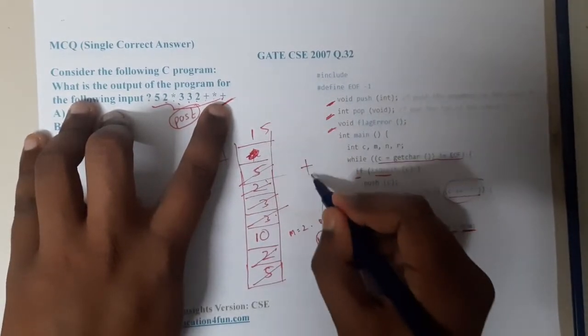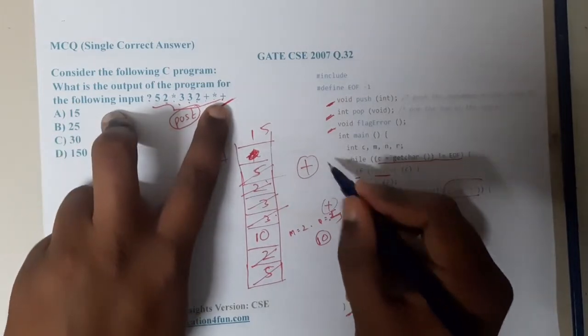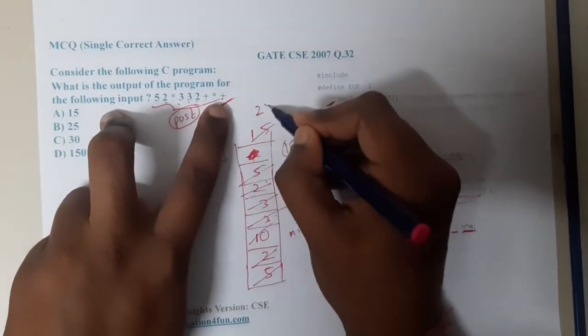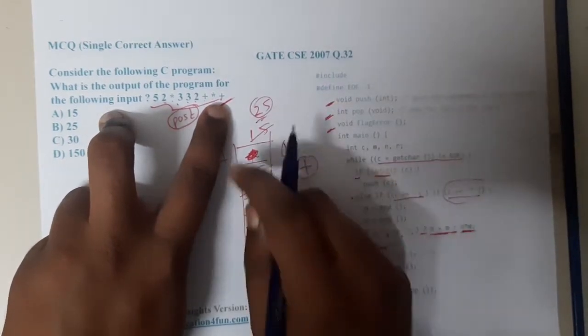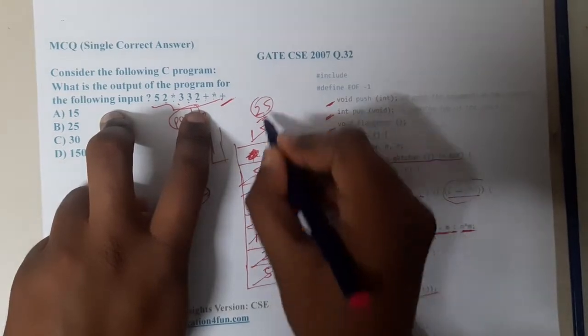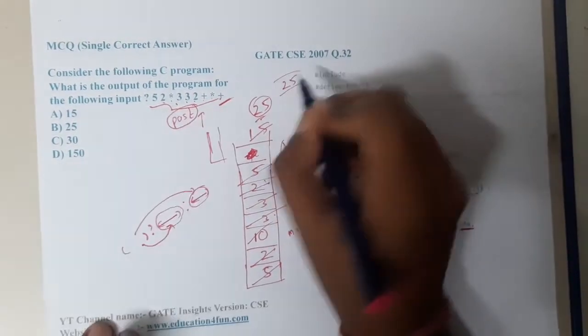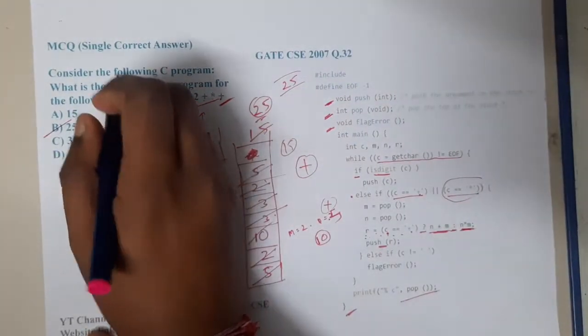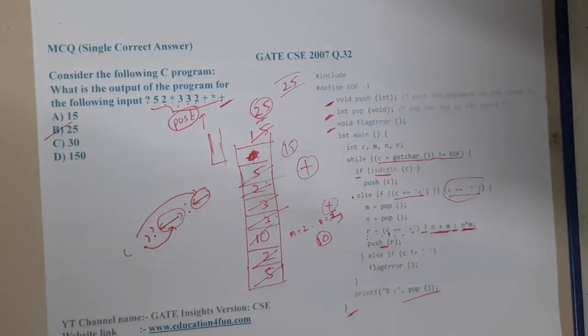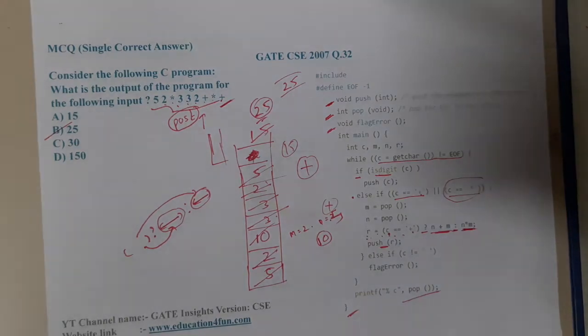At the end we have a plus. Plus will add both the elements, so 15 plus 10 is 25. Got it? At the end the string parsing is done, hence you will come out of the while loop and print the final value 25. So the answer will be 25, guys. Let me cross check it. Just give me a second. Yes, the answer is 25.